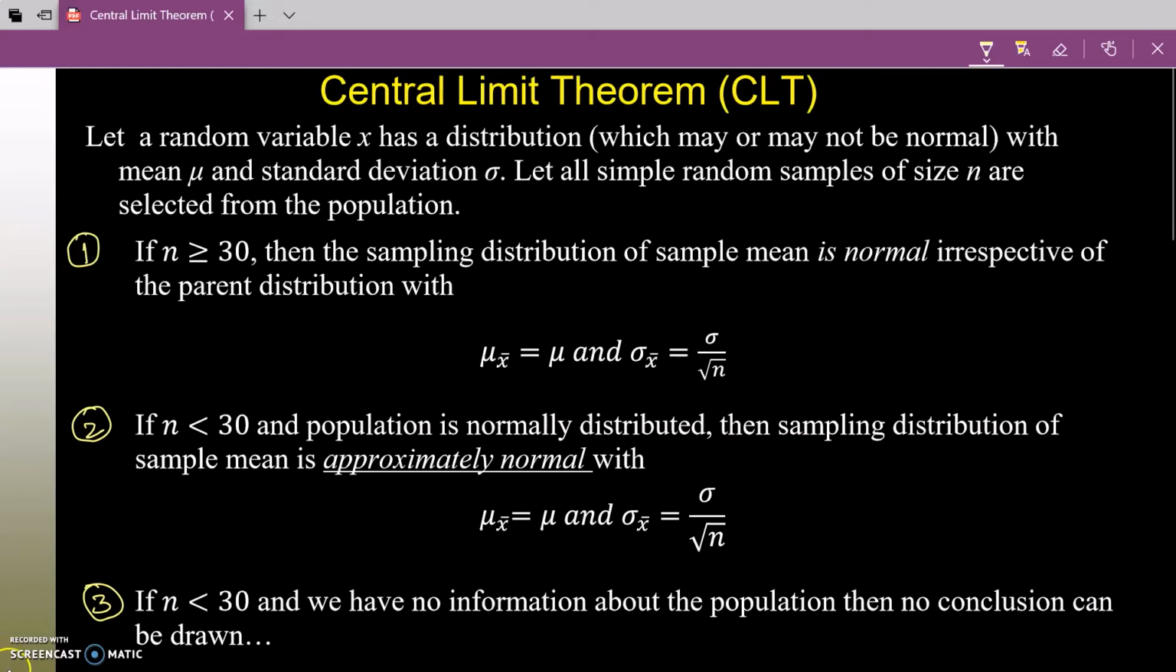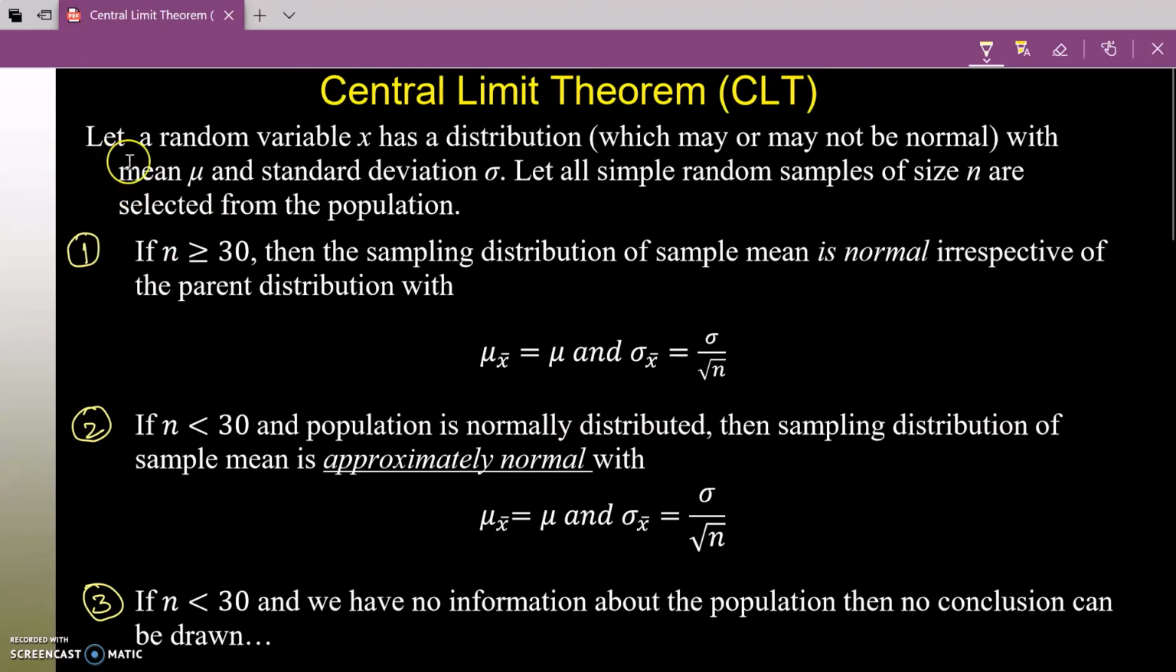Central limit theorem, or in short we write it as CLT. So this is, by the way, the most important theorem in mathematical statistics, right? Without this theorem, there are so many concepts which can't be explained. This is a very important and central theorem, and that's why it's called the central limit theorem.